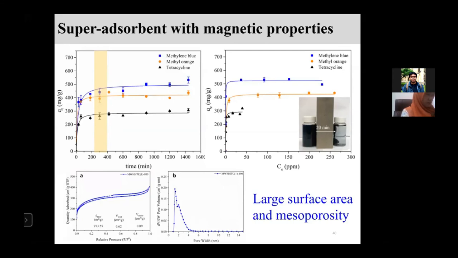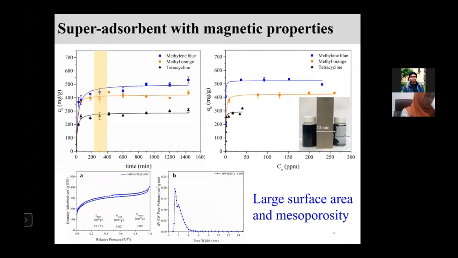oxygen functional groups, okay? But we see that there is no significant difference in the adsorption among these three adsorbate molecules. And we can see that the amount this species can absorb can be quite high, so up to 500 milligram per gram of methylene blue, and about 400 and 300 for methylene orange and tetracycline respectively, which seems to be quite high, right?